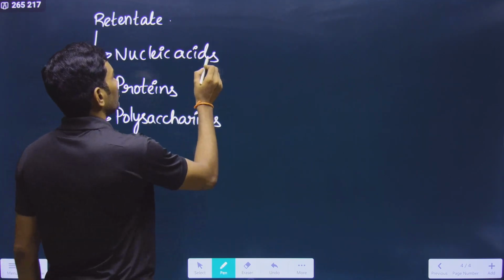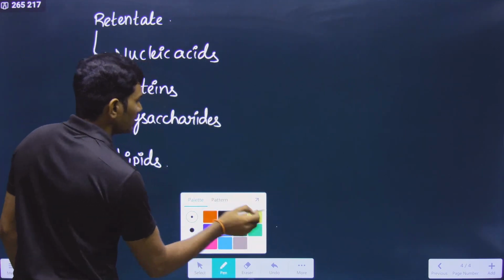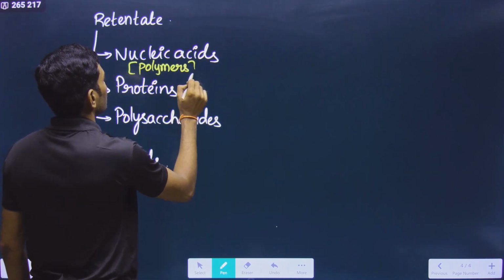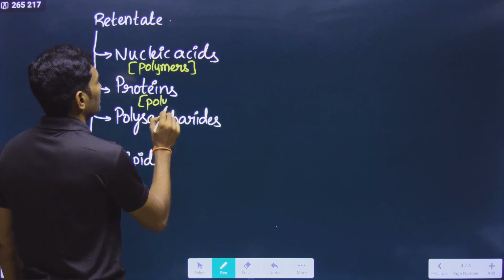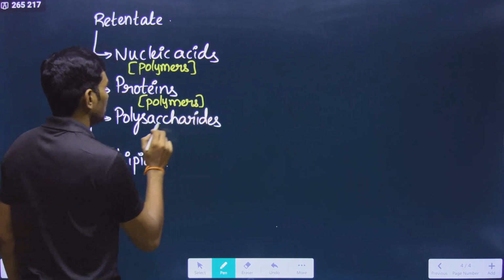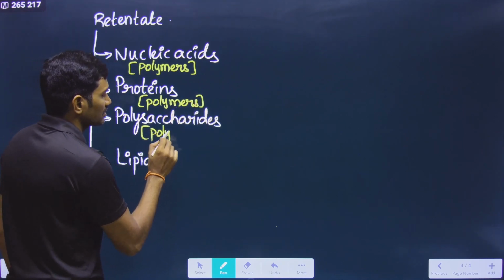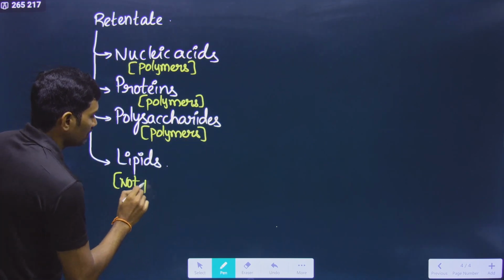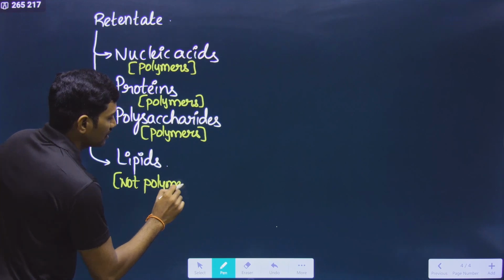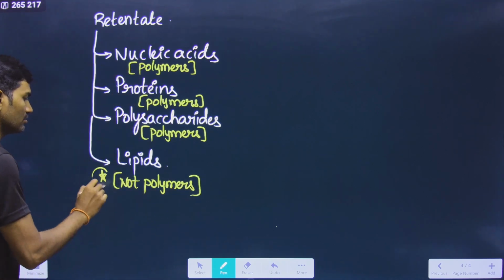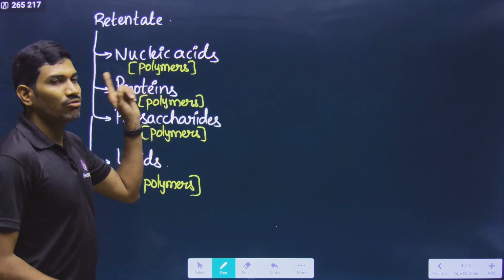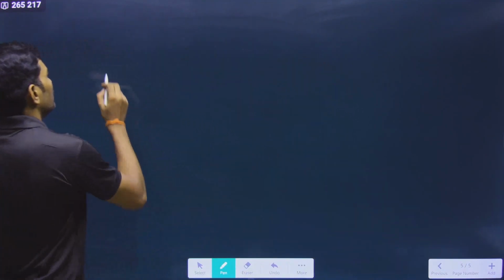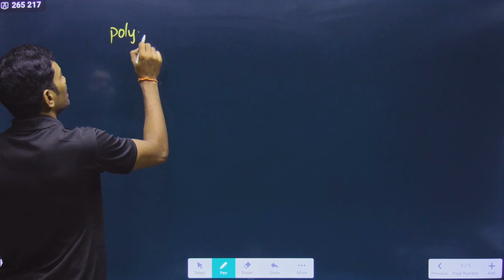Now, nucleic acids are polymers, proteins are polymers, polysaccharides are polymers. But lipids are not polymers. Please observe this concept carefully. Lipids are not polymers. First, I will tell you what a polymer is, and in this case, what they are actually made up of. First, we will see the meaning of polymer.